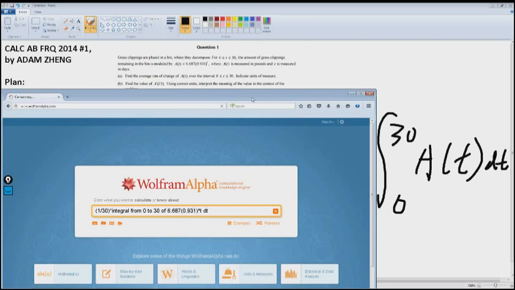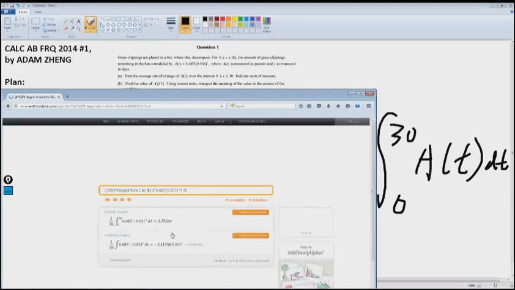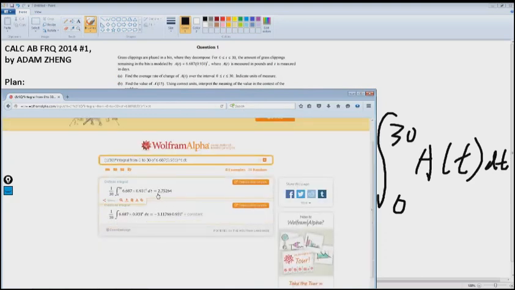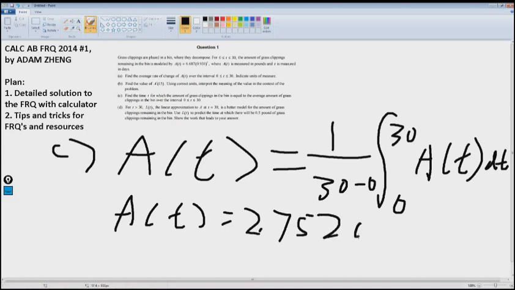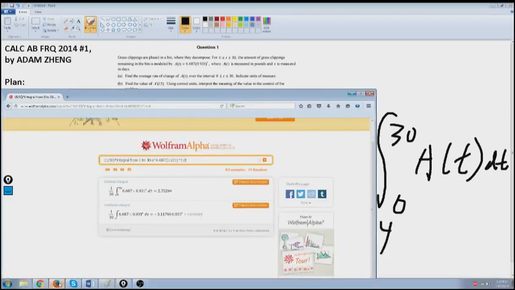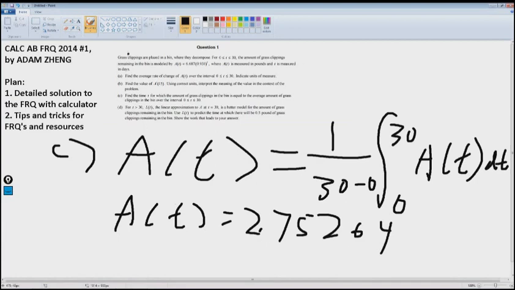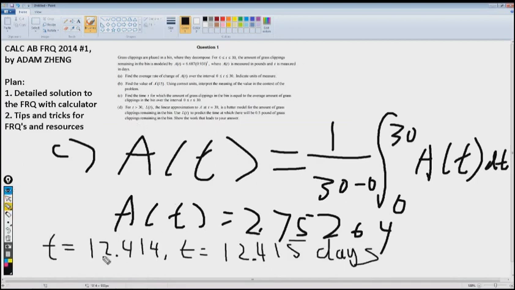Okay, and it gives us 2.75264. So in reality, we want to solve A of t equals 2.75264. And solving this, we get t equals 12.414 and t equals 12.415 days. And both of these work because one's rounded and one's just the first 3 digits.